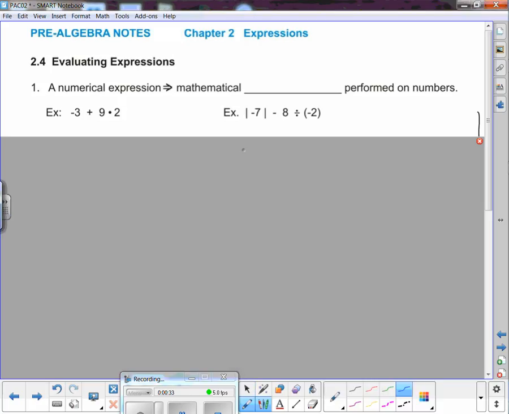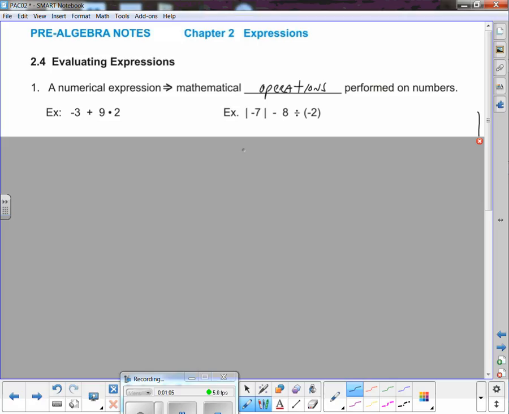So let's go ahead and write a few things. A numerical expression, what is that? It's not that big of a deal. It's simply mathematical operations performed on numbers. Somebody raise their hand and tell me an operation. Yes. Addition is an operation, right, Edward? Multiplication is an operation. Division is an operation. Subtraction is an operation. Absolute value is an operation, right?